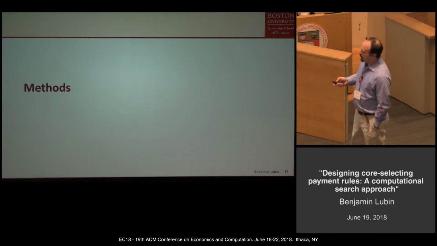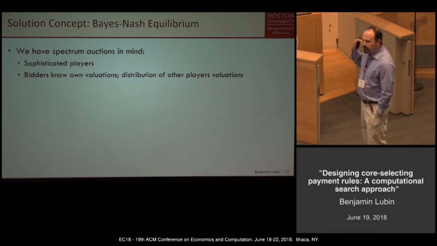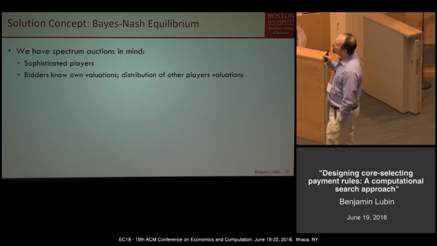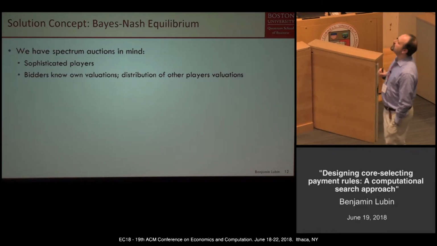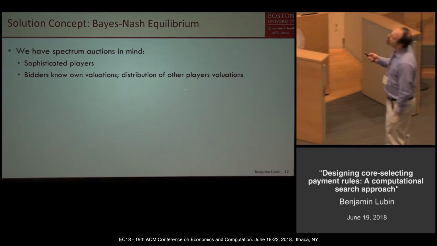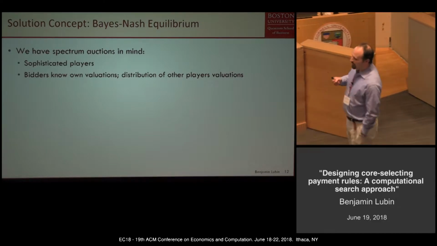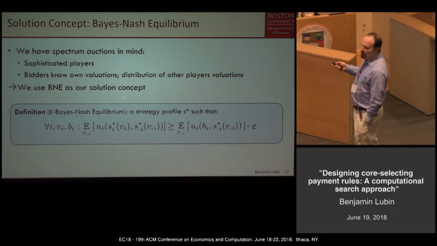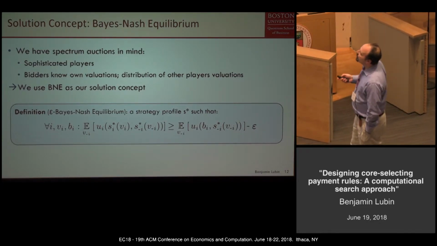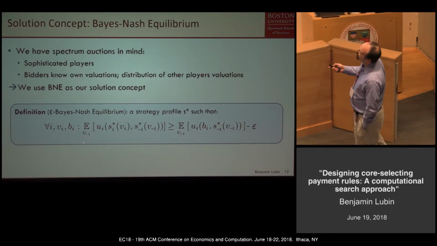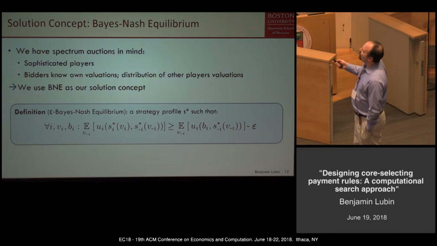OK, so what are we going to do with that? Well, we're going to be looking with spectrum auctions in mind, very much along the lines of the previous talk. And we're going to expect in those settings for the players to be sophisticated, for the bidders to have a pretty good sense of their own valuation, and to be equipped with a pretty good idea of what other players' values are in distribution. That makes BNE a reasonable choice of solution concept. Real quick, what does that mean? It means that in expectation over the values of all other players, a given agent i will prefer its strategy over all possible other strategies.